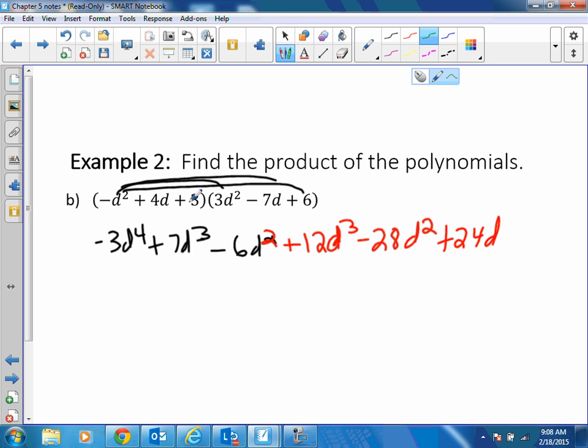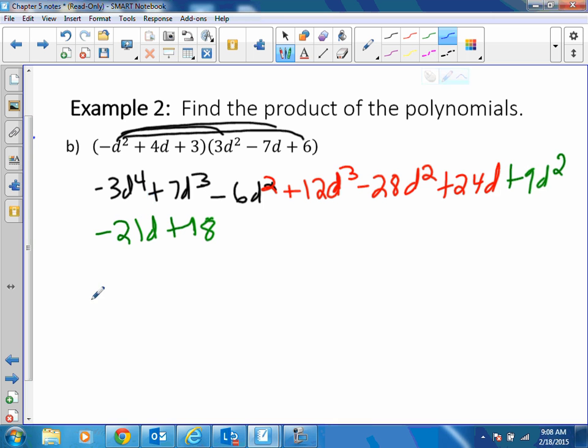Okay, then we go to the last one. 3 times 3d squared would be 9d squared. 3 times negative 7d would be negative 21d. And 3 times 6 would be 18. Okay. Then from there, you just combine like terms, okay?